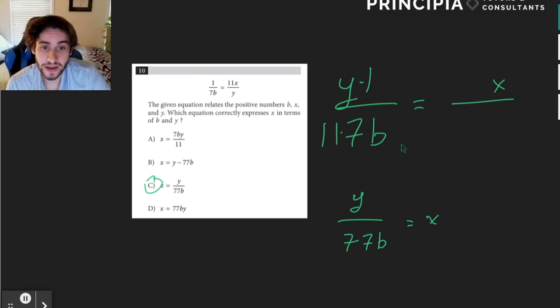So that was really fast with this manipulation technique. And when I'm doing this problem in my head, it really only takes me 2 seconds. I see 1 divided by 7b is equal to 11x divided by y. Move the y up here, move the 11 down there. Oh, y over 77b. That's your answer.